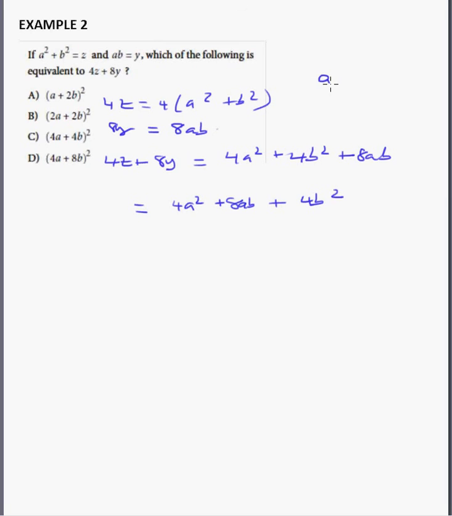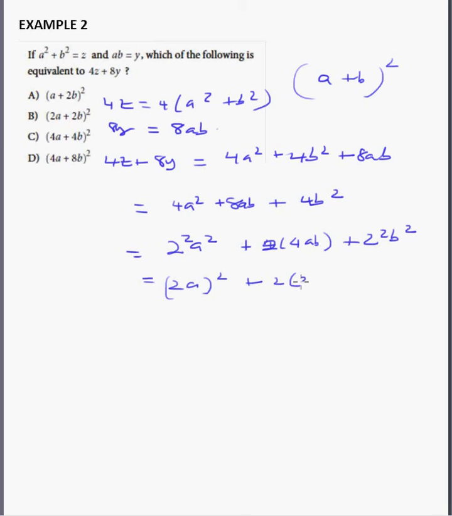So if you remember the (a plus b) squared concept, that should give you a sense that this is probably in the neighborhood of, remember, this is the same thing as 2 squared a squared plus 4ab, which is 2 times 2ab, plus 2 squared b squared, which is the same thing as (2a) squared plus 2 times 2a times 2b, you see that, plus (2b) squared.